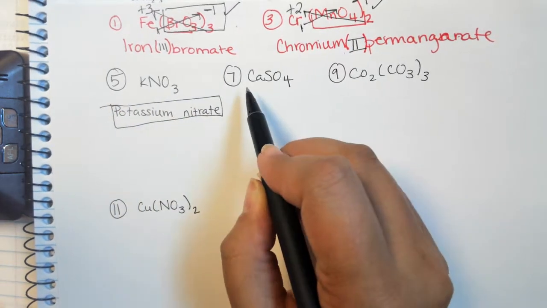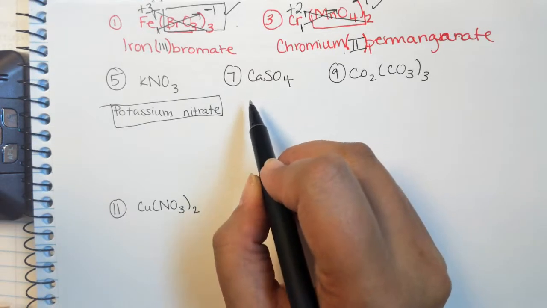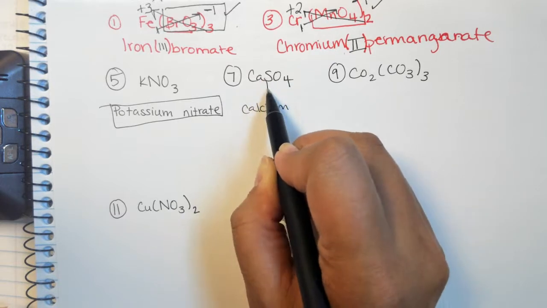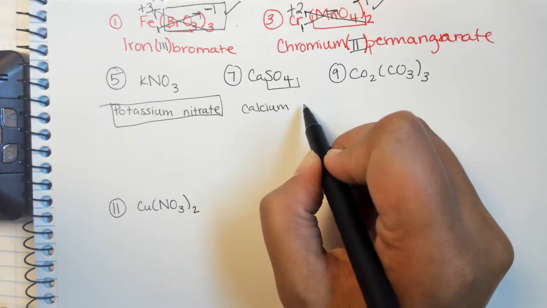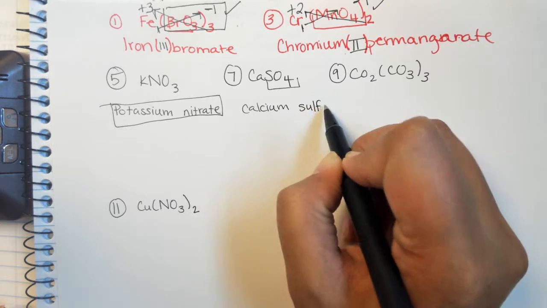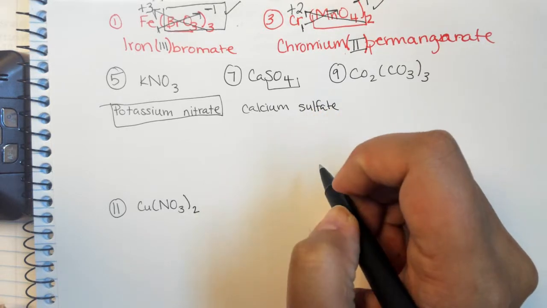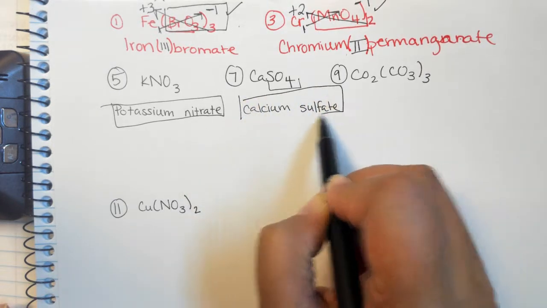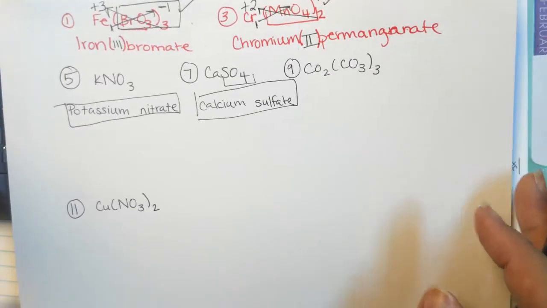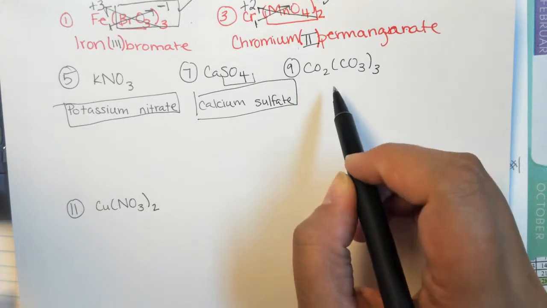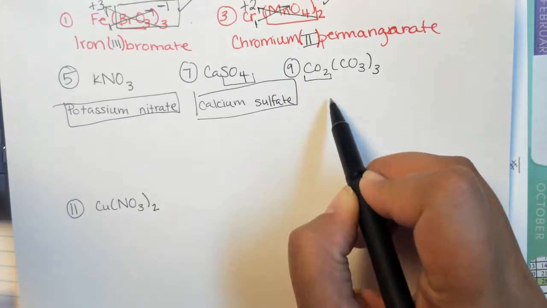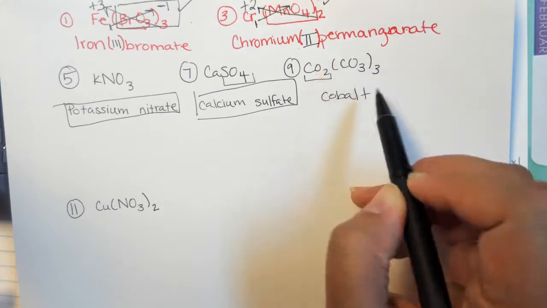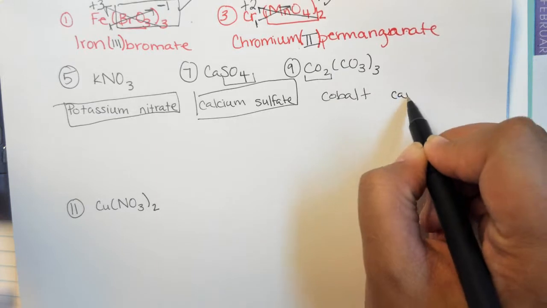Alright, looking at number 7, what is my cation? Calcium. Alright, so that means SO4 is my anion. What is SO4? Sulfate. And does calcium need a Roman numeral? No, it only has 1 oxidation state. Alright, so that's my final answer. Number 9, what is my cation? Cobalt. Okay, which means the remainder is my anion. What is CO3? This is carbonate.